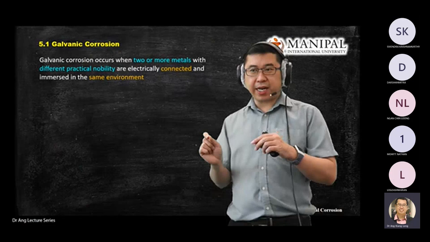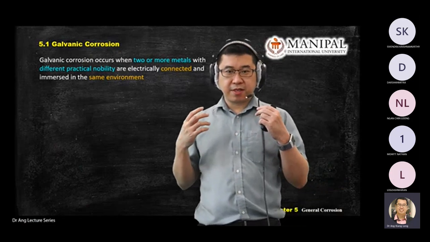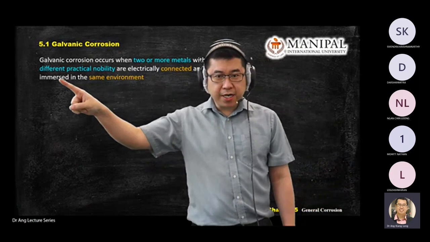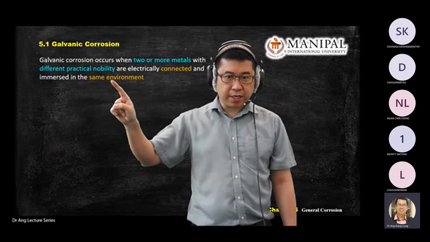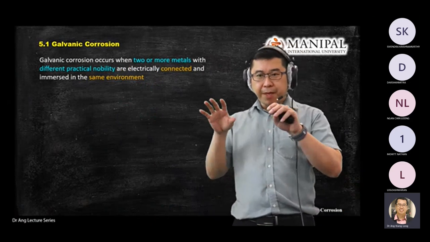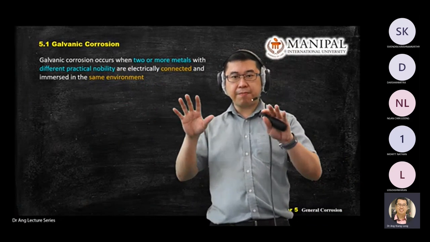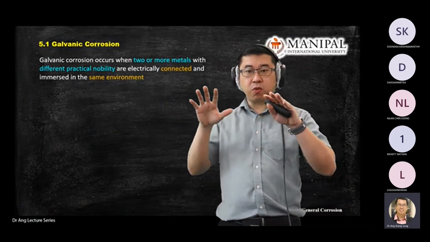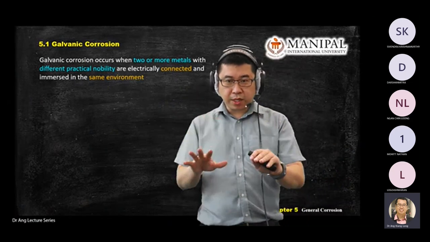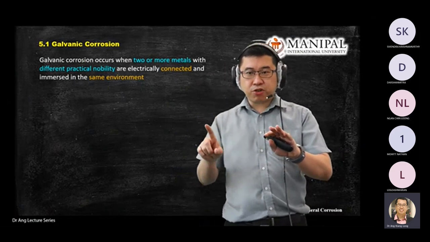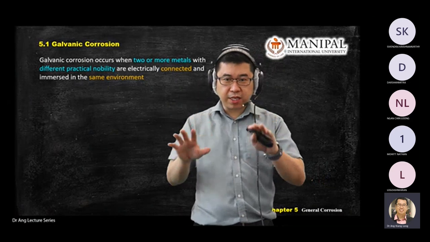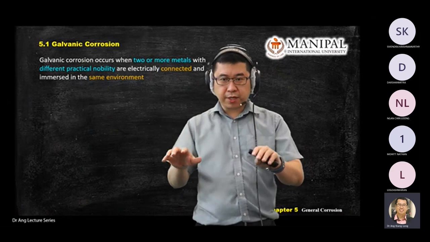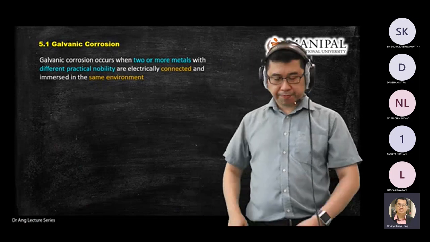Physically connected, but if the electron cannot transfer, galvanic corrosion does not happen. Yeah. Okay. The keyword here is electrically connected, and immersed in the same environment, meaning both of the metals must be exposed to the same environment setup. Same environment here means they must be in the water. They must be in the water, and electrons must be able to transfer between these two metals. There must be a transfer of electrons, electrically connected between two metals, both submerged in the same environment.